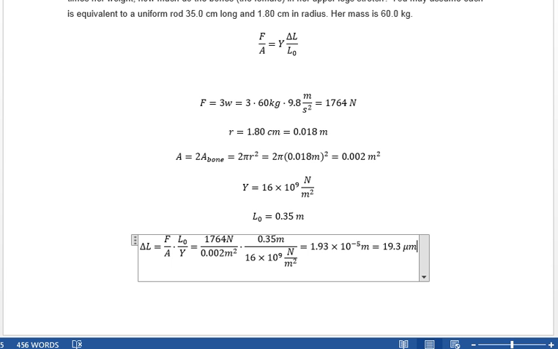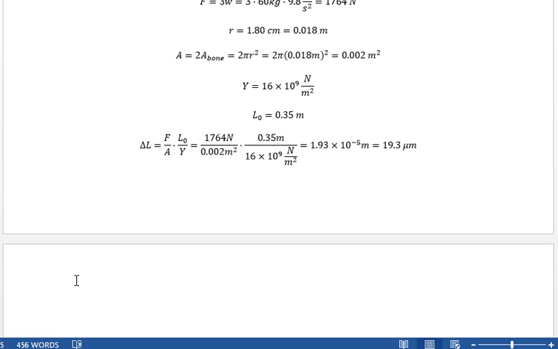So the change in the length of the bone is very small. For comparison, if we were talking about human hair, we would expect the width of a human hair to be somewhere around 17 to 180 microns. So width of a human hair, low end is 17 microns, upper end around 180 microns. So this change in length of the bone is roughly the same as a thin strand of hair. All right, that's it for problem 29.